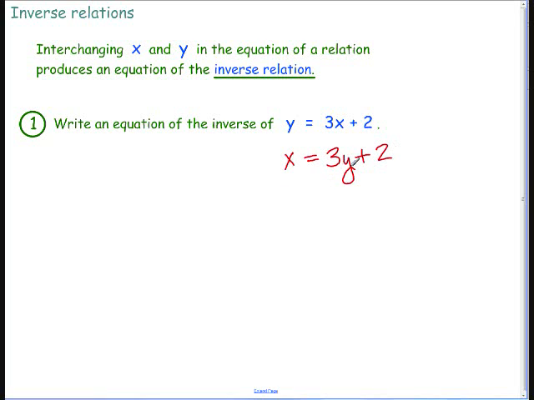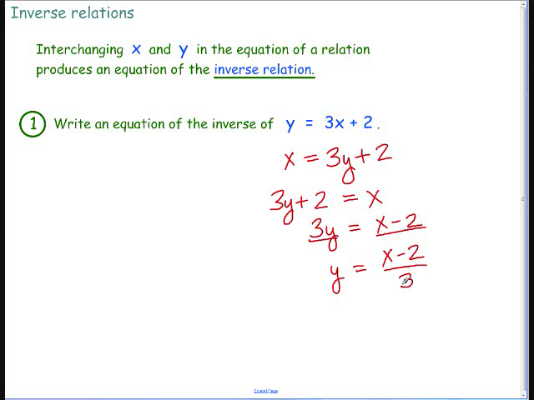And if I were now to solve for y, I'd have 3y plus 2. I'm just going to swap sides and subtract 2 from both sides, so I get 3y equals x minus 2. And then I'm going to divide both sides by 3, so I end up with y equals x minus 2 divided by 3. That's the inverse of y equals 3x plus 2.